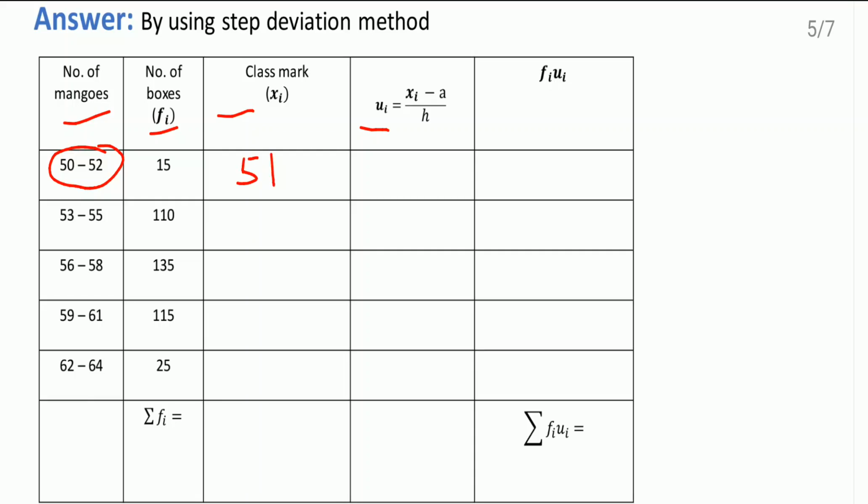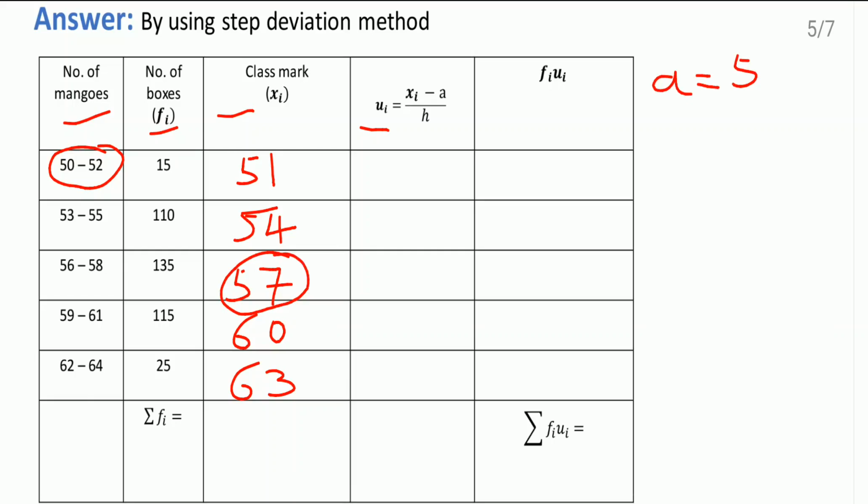Now for the second one, 54, then 57 here, then 60, and this one is 63. Now from this xi, we need to choose the assumed mean, which is somewhere in the middle. So this value we will call the assumed mean. So A is equal to 57, right? H means the class size.